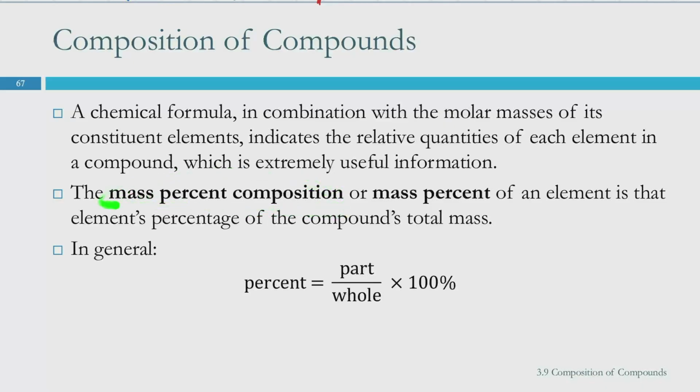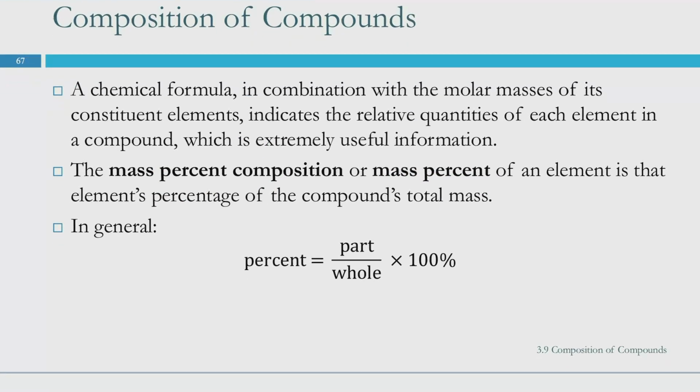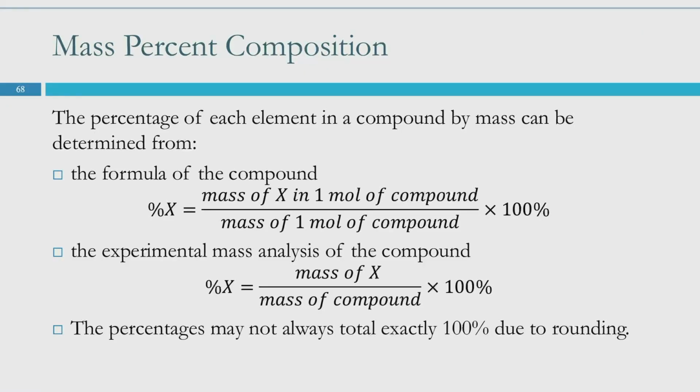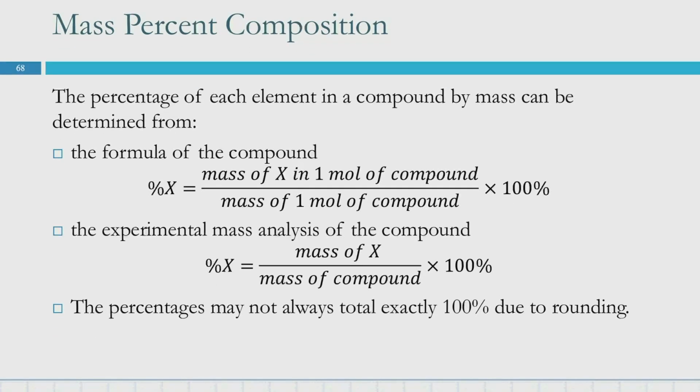One of the ways that we can quantify this, put a number to it, is with mass percent composition, or more commonly just mass percent. And a general formula for mass percent is that the percent equals the parts over the whole times 100%. And oftentimes these will be calculated values. We can calculate the part, we can calculate the whole, or we've measured the whole or the part, we can do the maths. So the percentage of each element in a compound can be calculated two different ways.